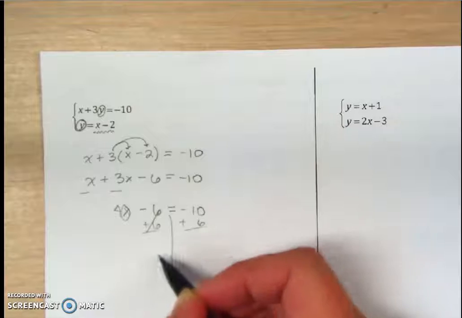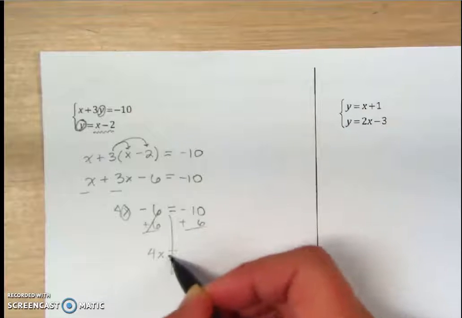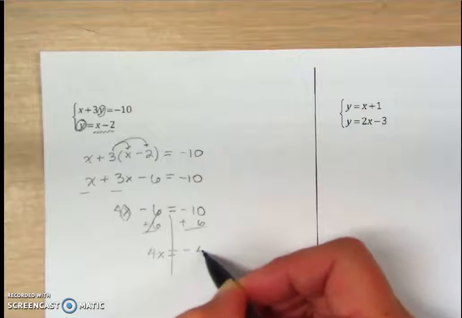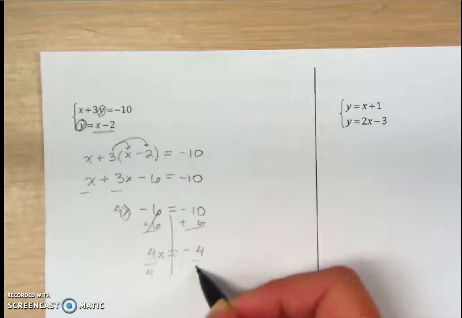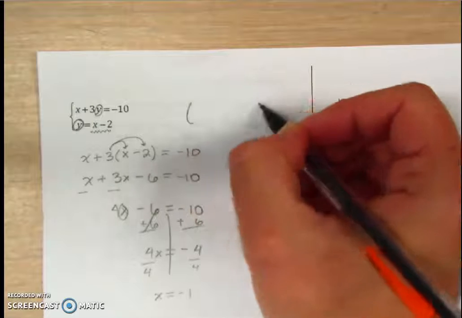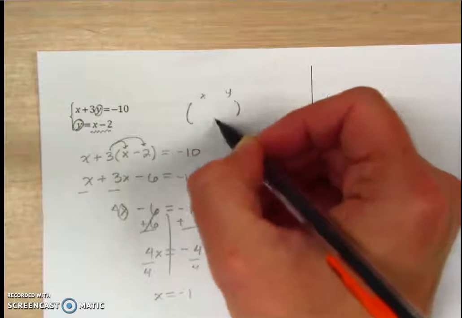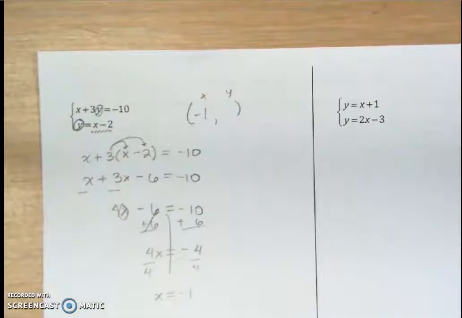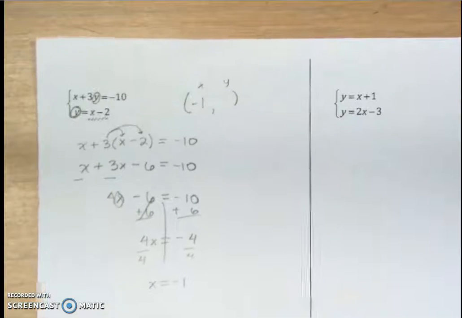I'm going to add 6 to both sides to get 4x equals negative 4. Divide both sides by 4, and we get x equals negative 1. All right, so the first part of our point is negative 1. Now we just have to figure out the second part of the point.